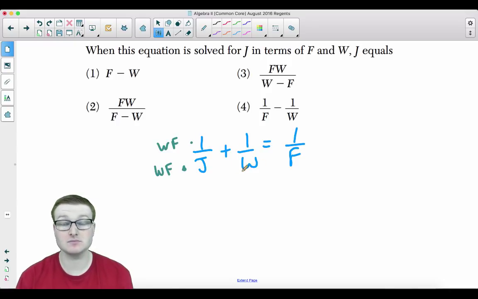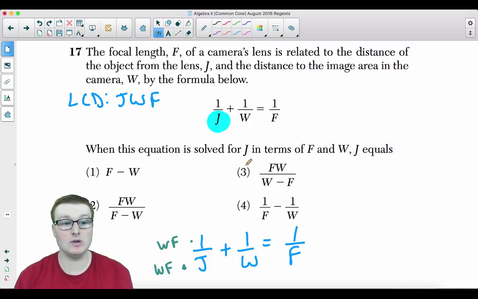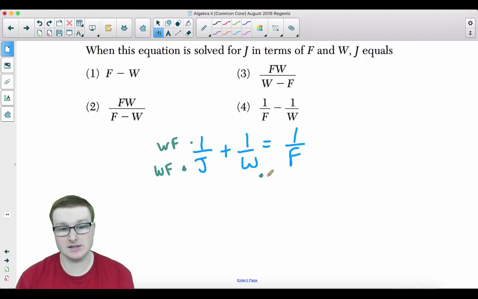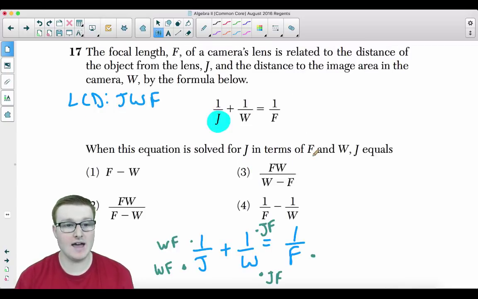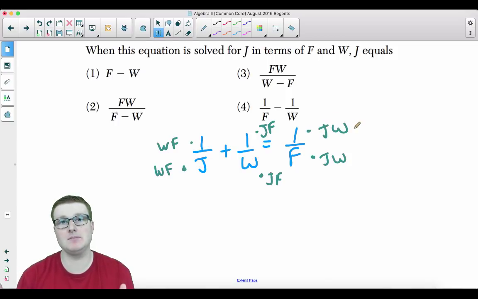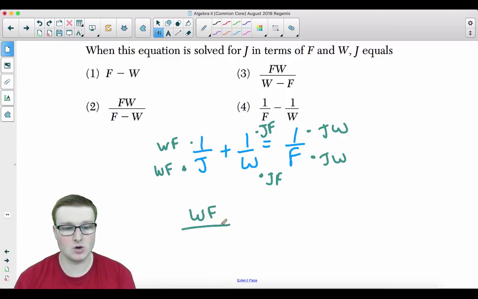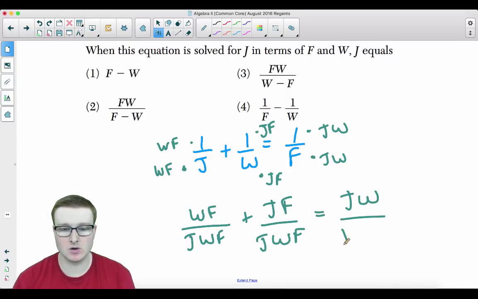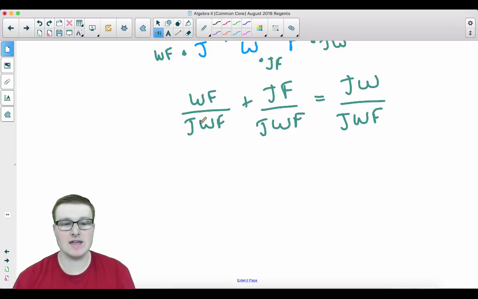The second fraction, we have a w. We only need a j and an f to get the least common denominator. So a j and an f. For the f, we only need a j and a w. So multiply by jw. By the way, what you do to the bottom, you must do to the top of the fraction. So now we have wf over jwf plus jf over jwf is equal to jw over jwf. Remember, when you get the least common denominator to be the same, that wipes out completely.